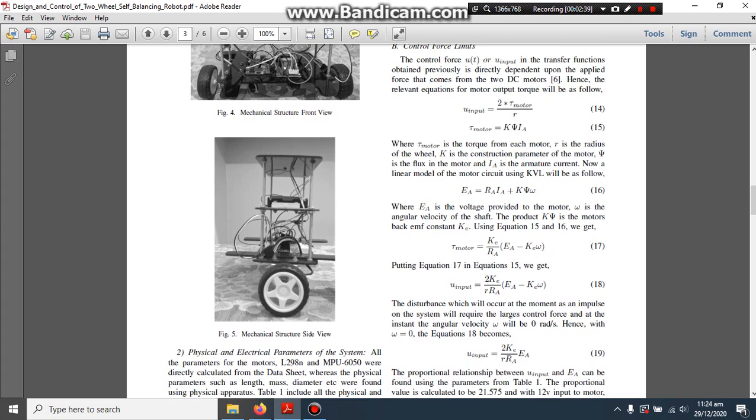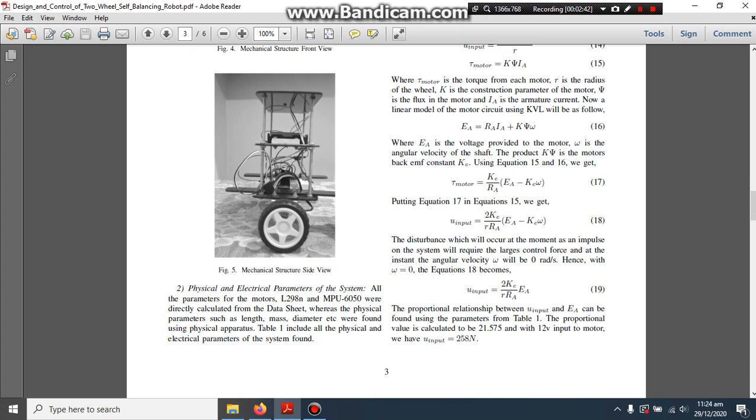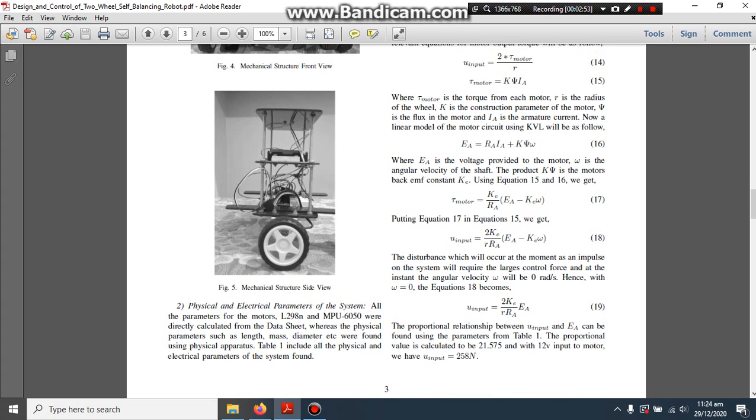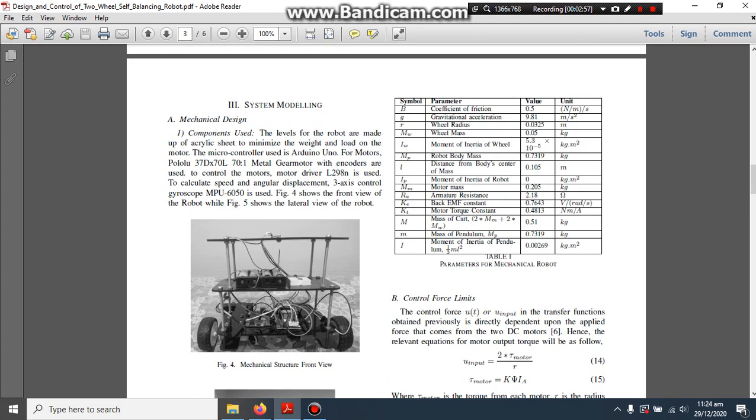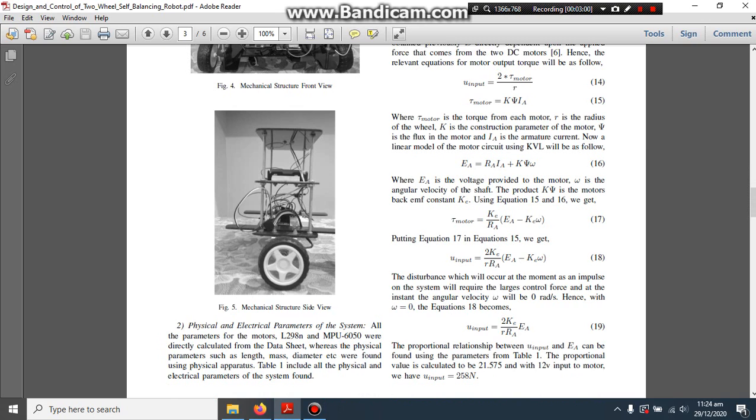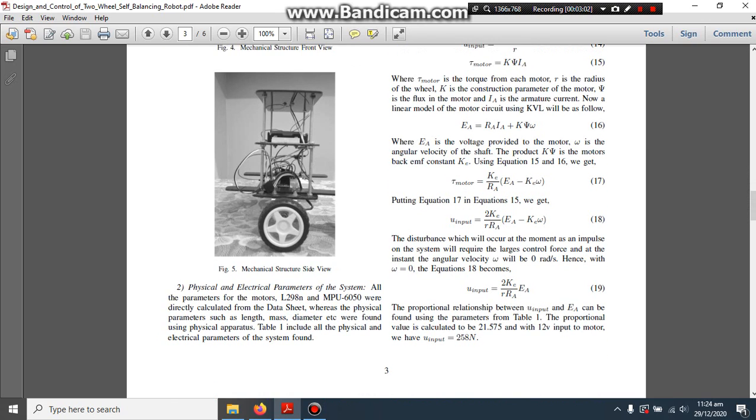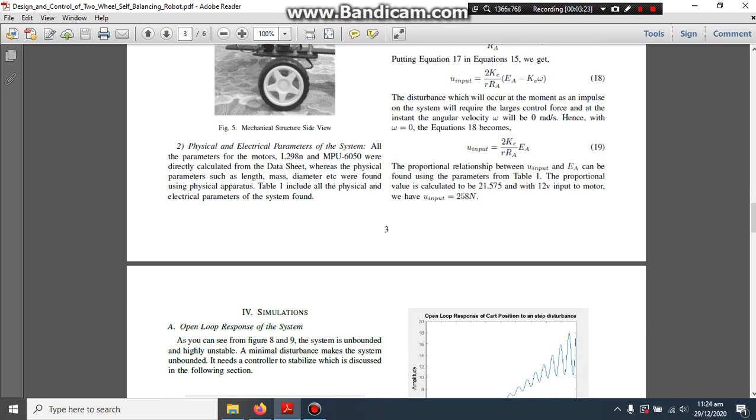We substitute a couple of other expressions to finally get equation 19. Equation 19 gives us the final force input that our motors will be able to produce, and then we can simply substitute the parameters that we calculated from table 1 into equation 19. Once we did so, we find that whenever there is an impulse input, both the motors combined will produce a U input of 258 Newton, which will be the force exerted by the motors on the robot to balance it once there is an impulse disturbance. Right.